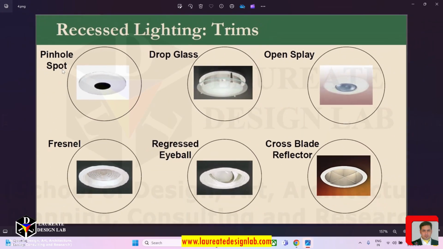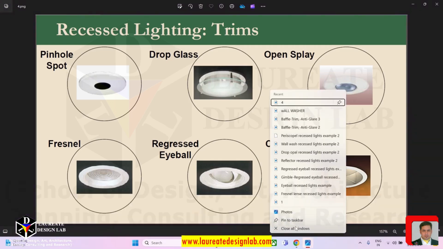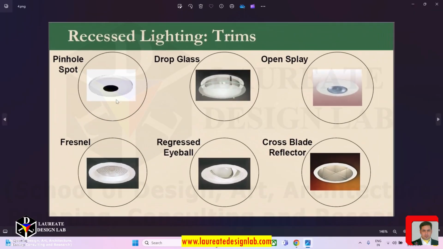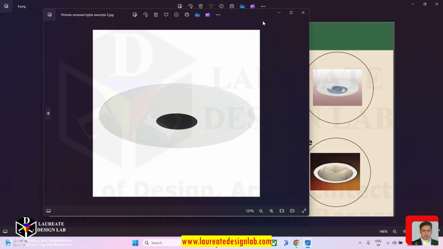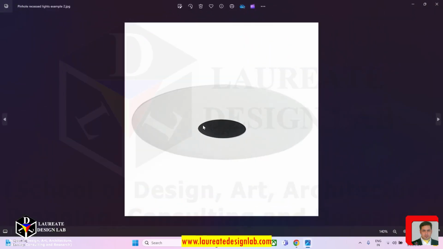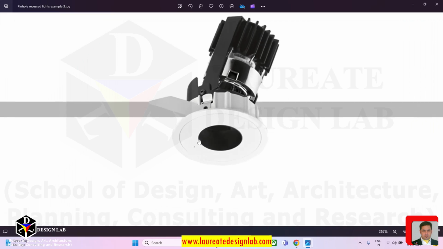So this is called pinhole spotlight. Which one? First one, pinhole. Let's look at pinhole light. This is the example of pinhole. So why do we call it pinhole? Because it is having a very small aperture. This is having a very small opening. That is why this is called pinhole recessed light.